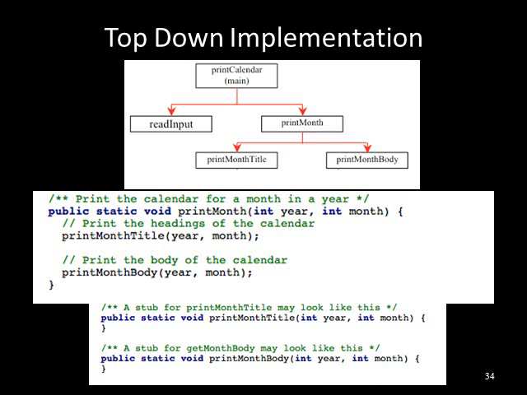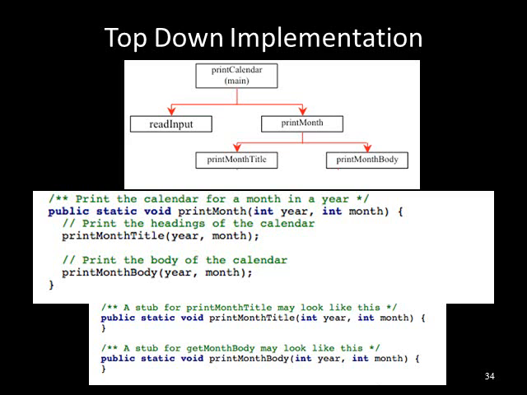Checking back at our structure chart, main and read input are complete. We now need to move to developing print month. You see the implementation above. We only need to be sure that the stub methods, print month title and print month body, exist before we can test print month. And then it's done and tested. We continue our incremental development and testing until we have completed all our modules.